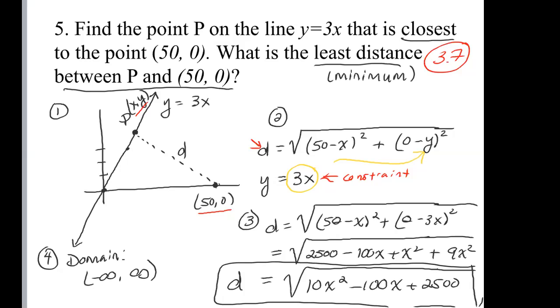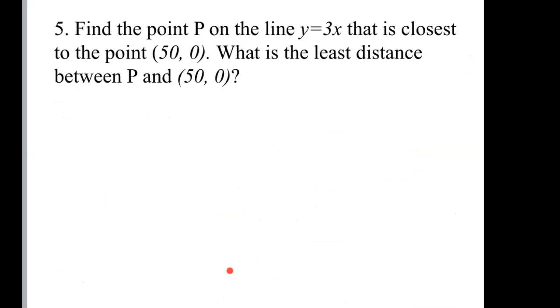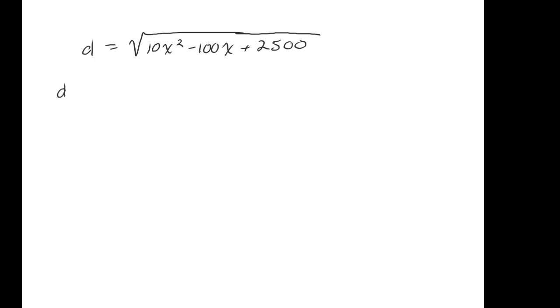So I only have one possible thing to check if I want to figure out what x coordinate will minimize the distance value. I need to look at critical points. So let's do that now. Let's write down that distance equation again, d equals the square root of 10x squared minus 100x plus 2500. And I'm going to find critical points. This is a function of x, remember.